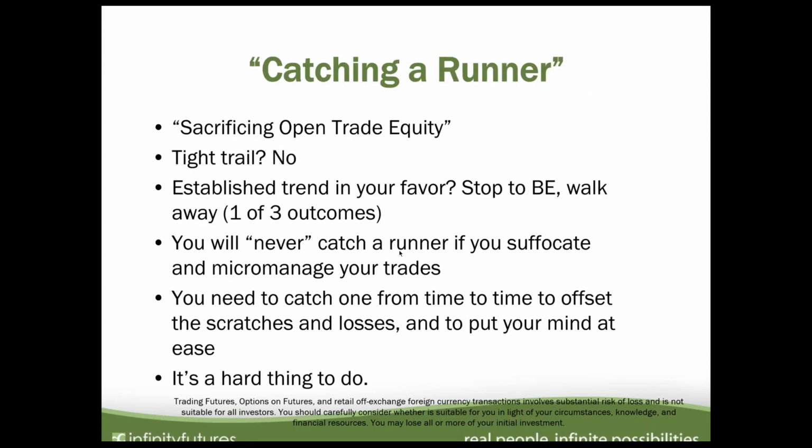So this is going to bring me to one of the concepts I talked about earlier, which is trying to catch a runner. I made a comment earlier about sacrificing open trade equity. That to me is something that most of my customers don't know that they do badly. A lot of my customers know what they do badly. This is typically not one of those things. And it's one of the things I think is still a skill that can be acquired.